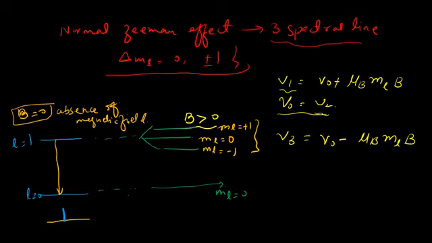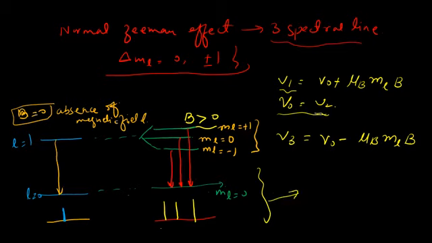Now there will be a transition from m_l equal to -1 to m_l equal to 0. This transition is possible, and this transition is also possible. So in the presence of a magnetic field, we observe three different spectral lines. As there are three transitions, we observe three spectral lines in the case of the normal Zeeman effect, instead of the single line which we observe in the absence of a magnetic field. So there is a splitting of the spectral line in the presence of a magnetic field. This explains the normal Zeeman effect.